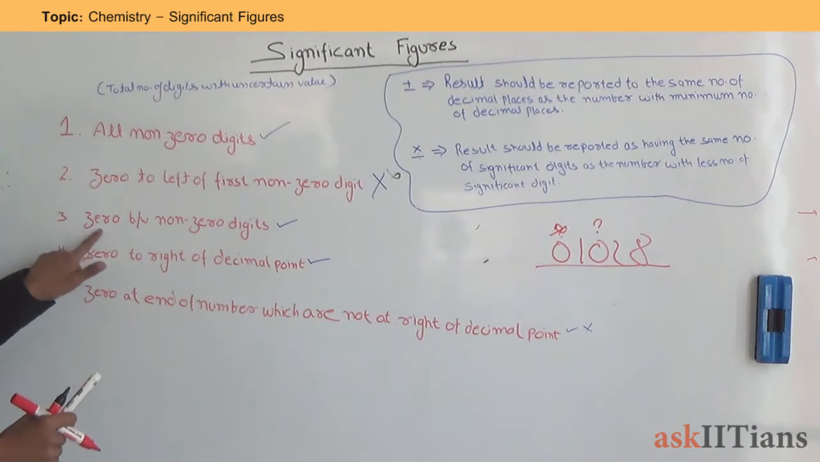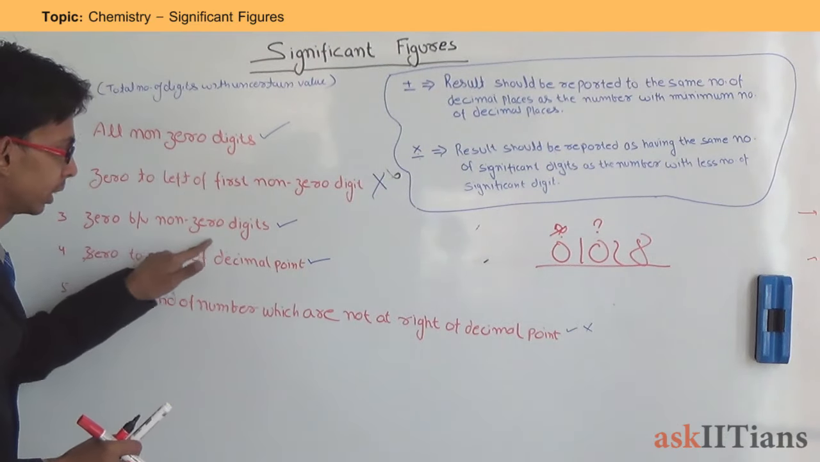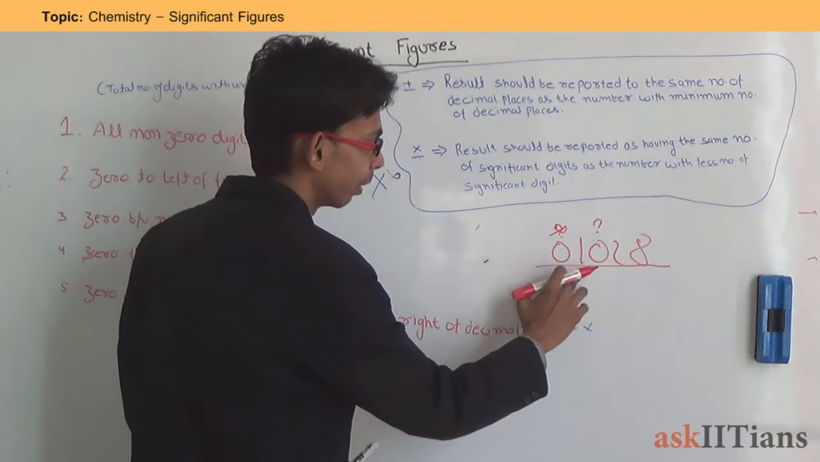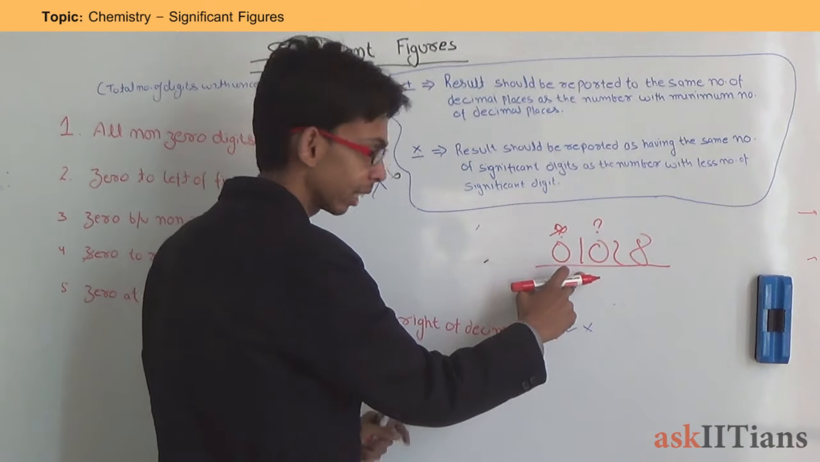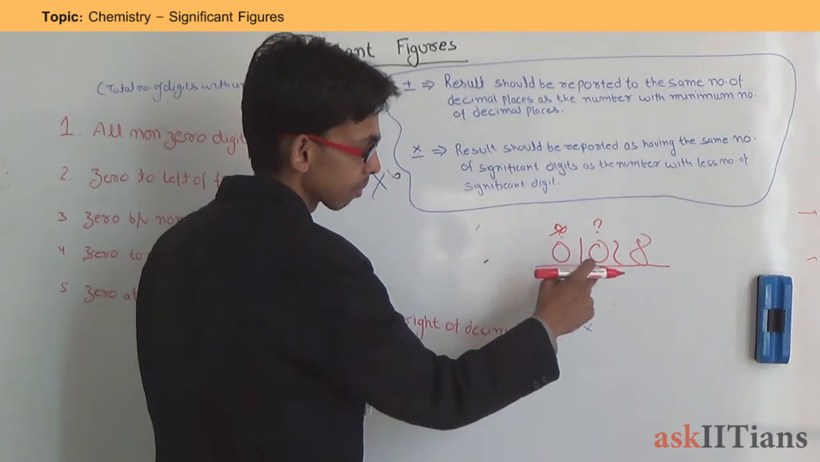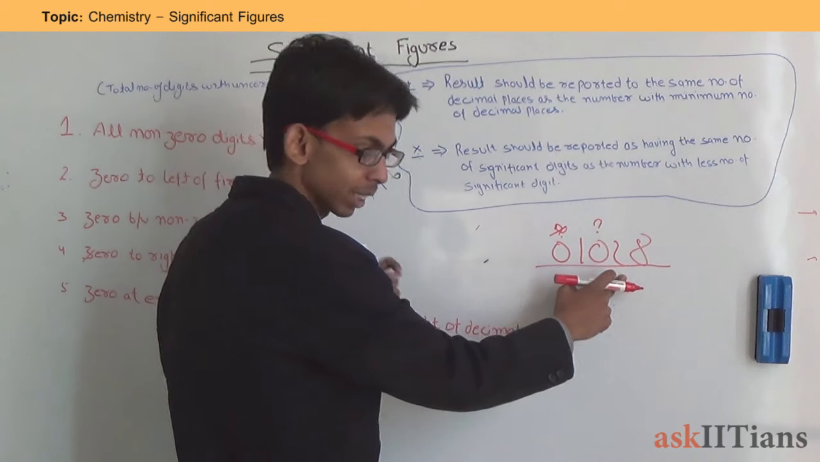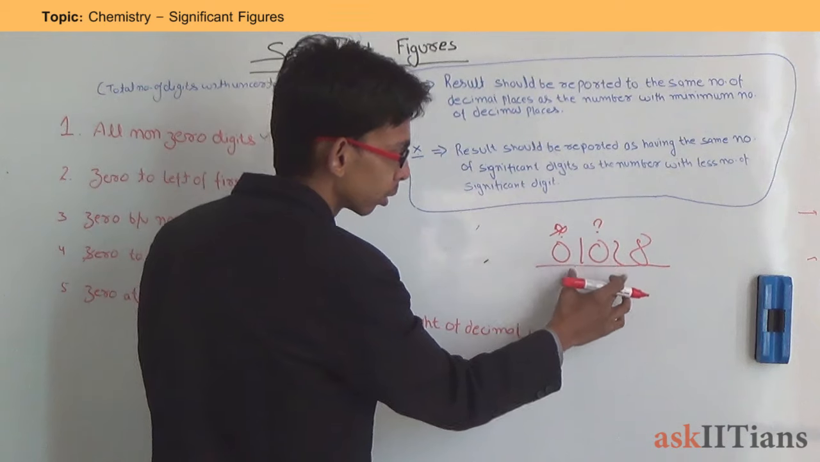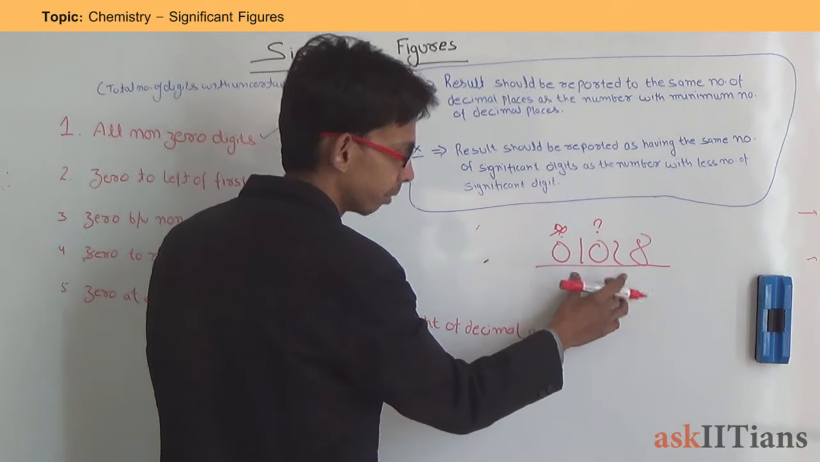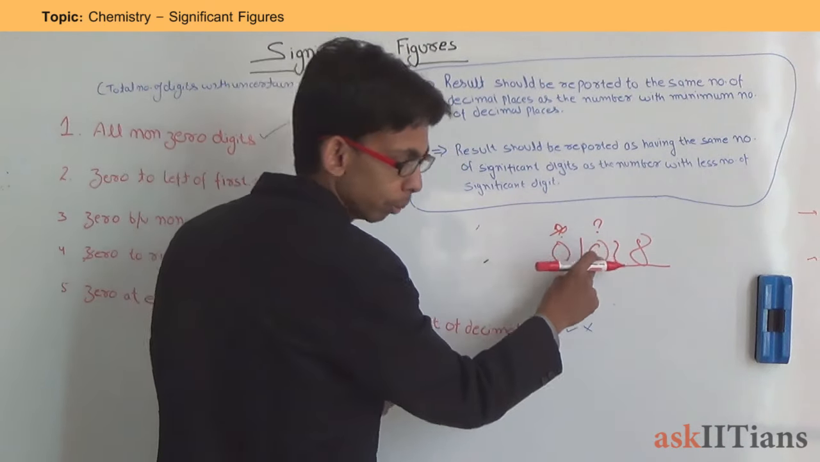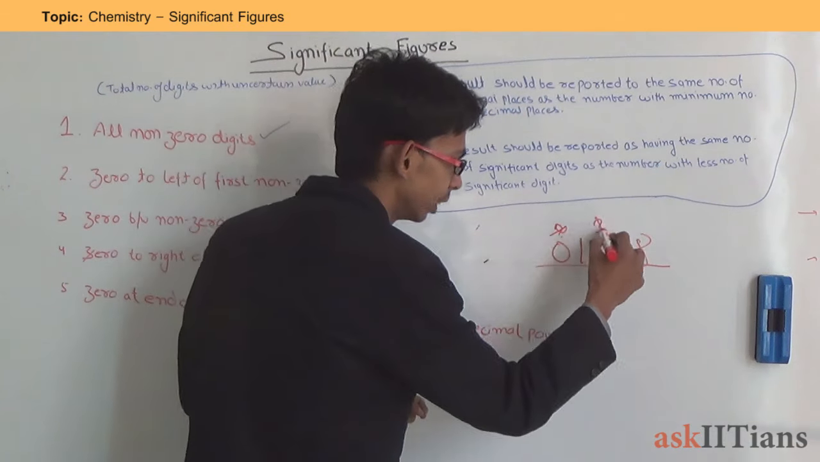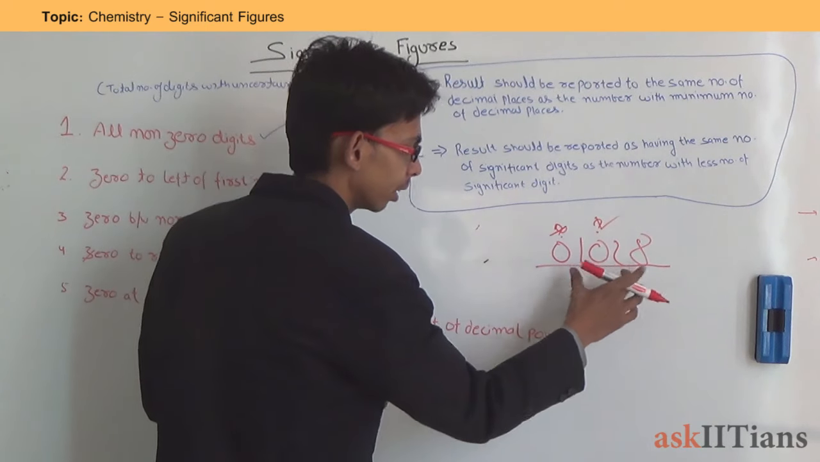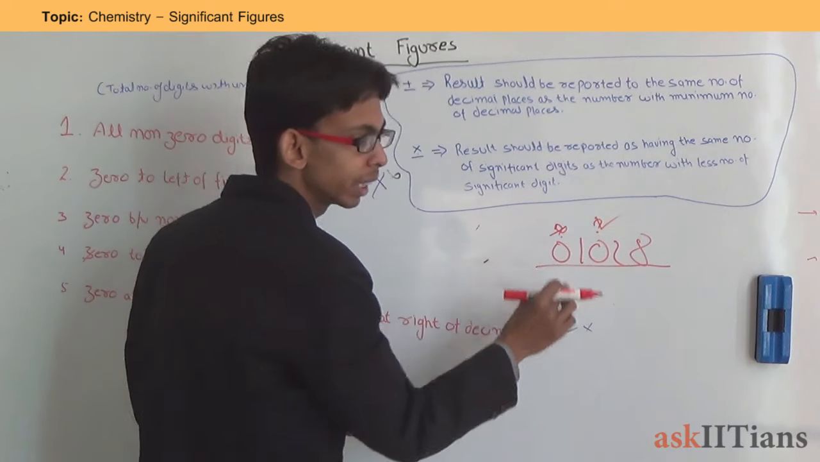From our next point, a 0 between two non-zero digits will be significant. Now this 0 is between 1 and 2. 1 is a non-zero digit, it is a significant figure. 2 is also a non-zero digit, that means it is also a significant figure. So if a 0 is present between two non-zero digits or two significant figures, then it will also be significant. That means this 0 is a significant digit. So in this number, we have 1, 2, 3, 4 significant figures.